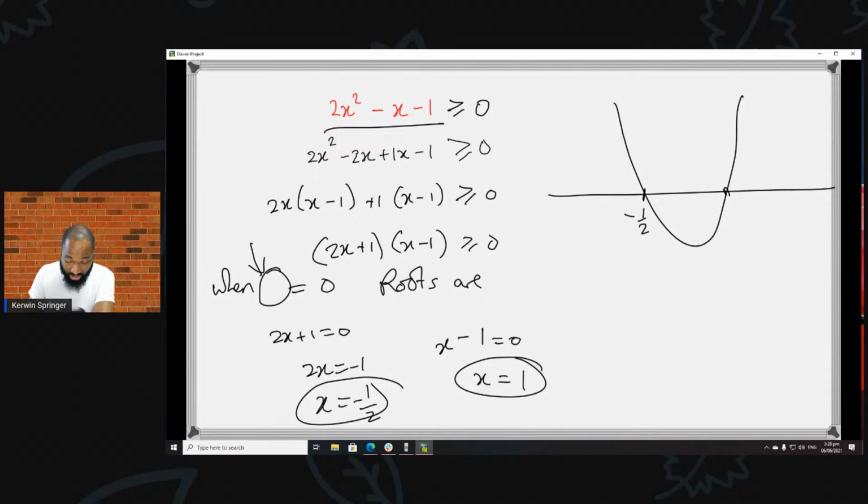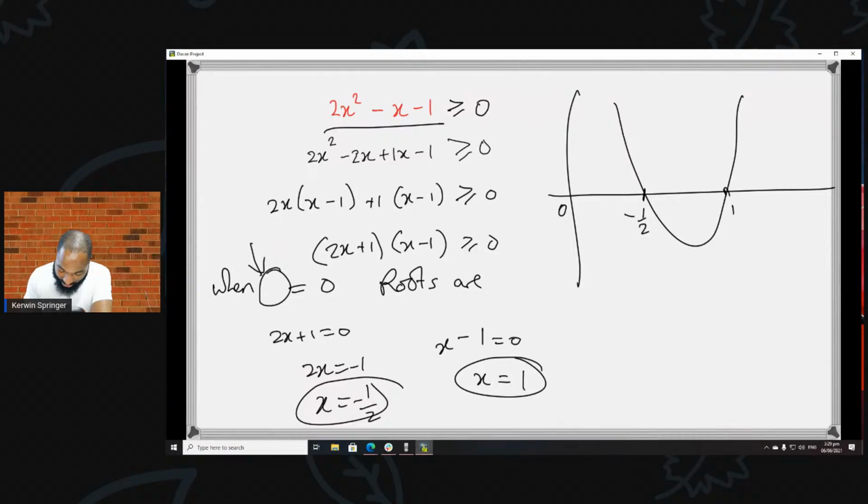All right. And now you ask yourself, what is the region? What is the inequality that satisfies this for me? I want my graph to be above the line y equals 0, above the x-axis. You can treat more than as above. Where's the graph above the 0?